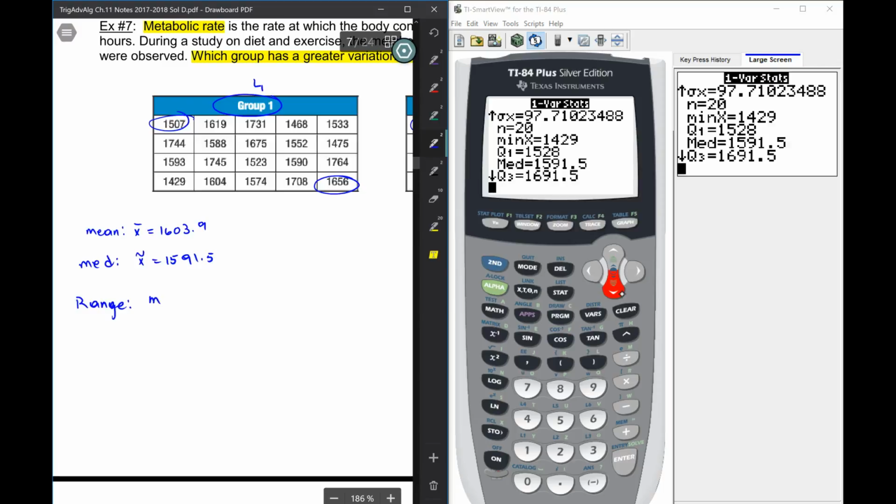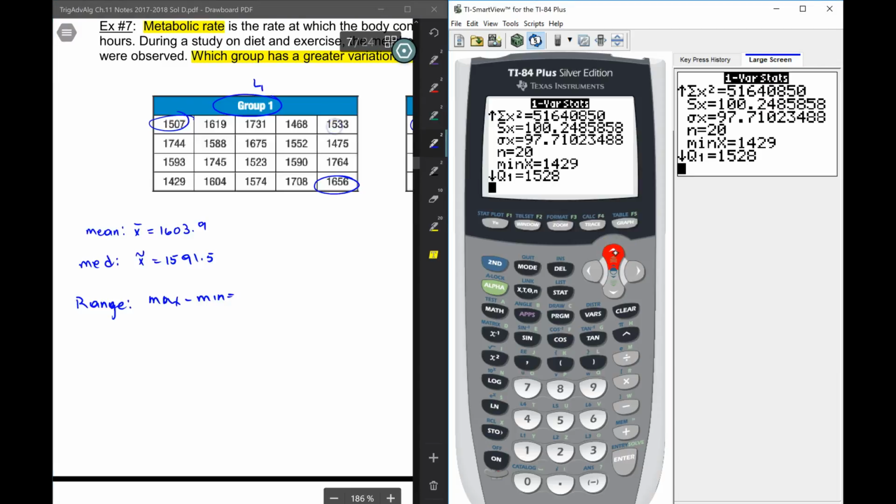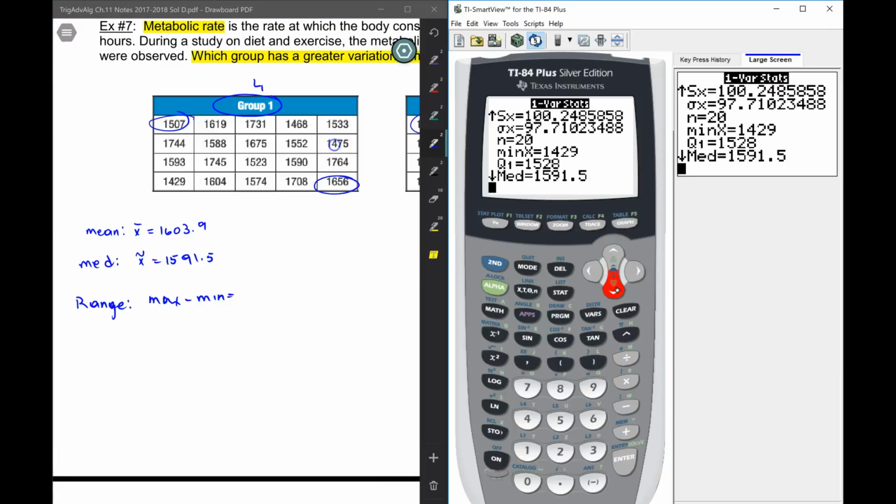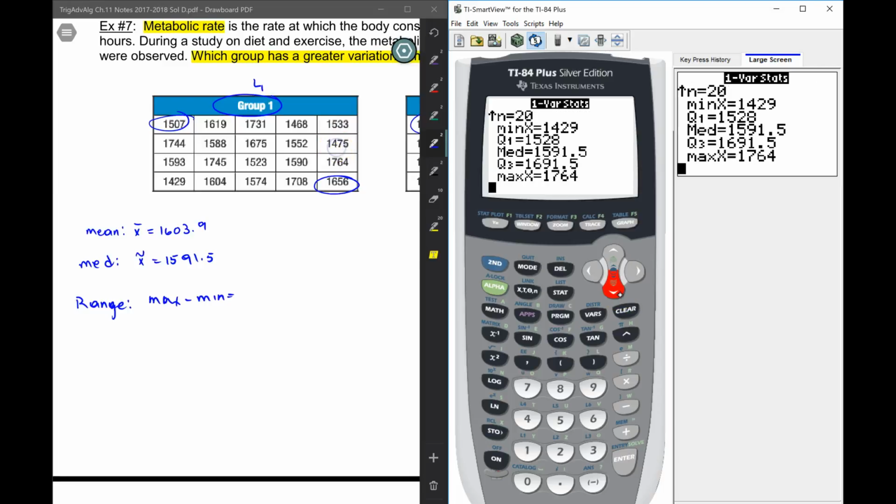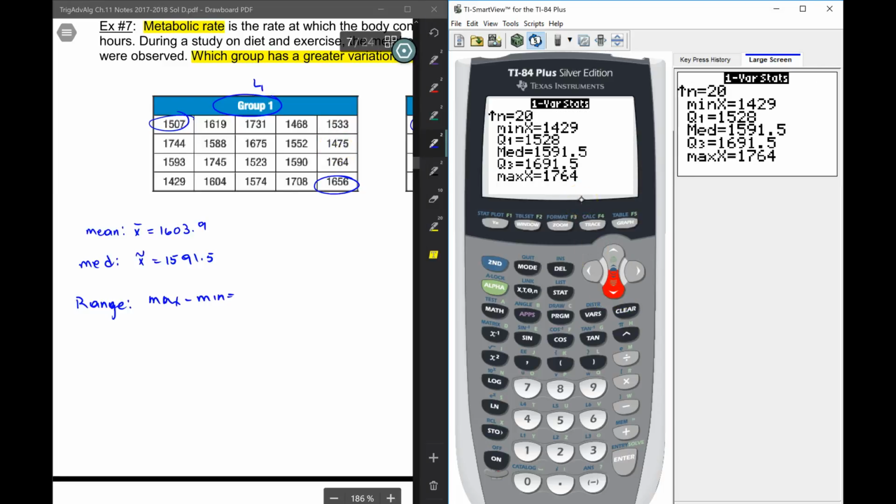The range is max minus min, remember? So, guys, the minimum is 1429, and if you keep going down, the maximum is 1764. So 1764 minus 1429, so the range is 335.